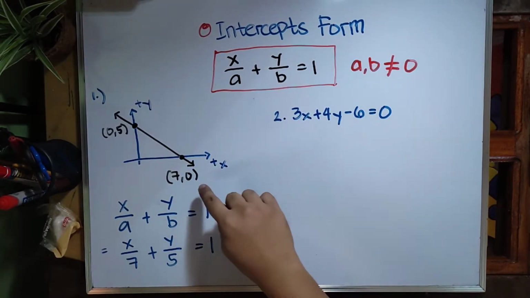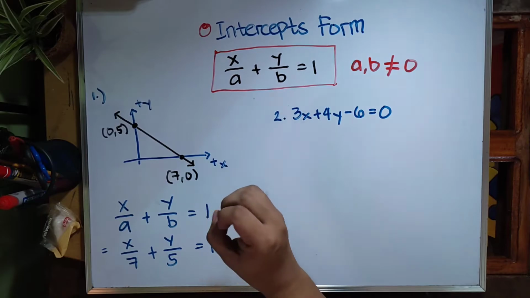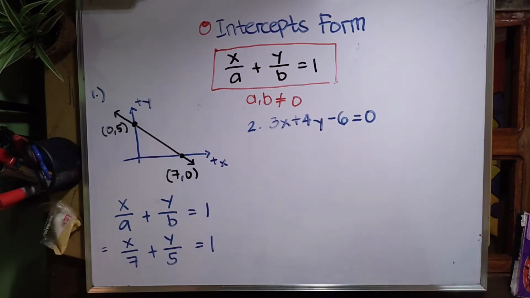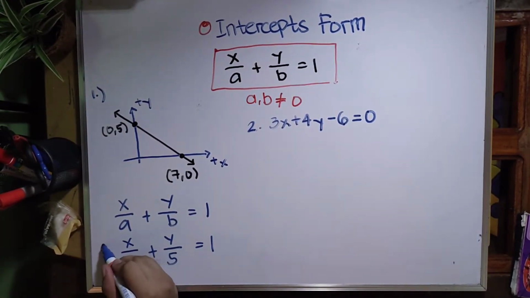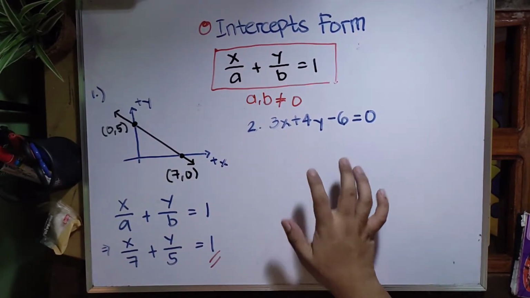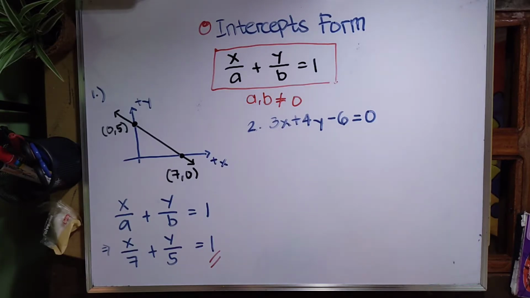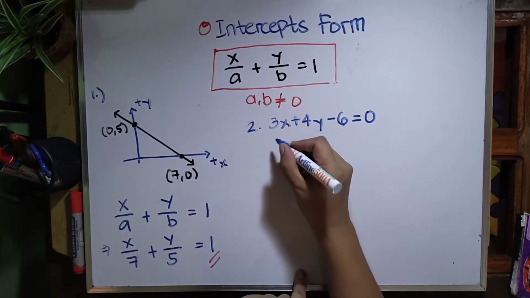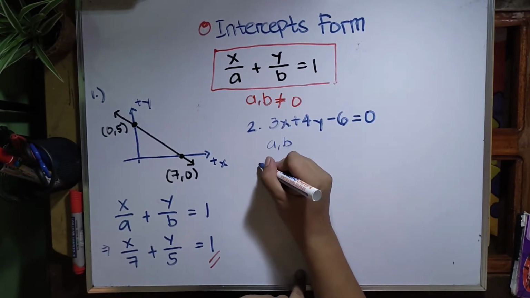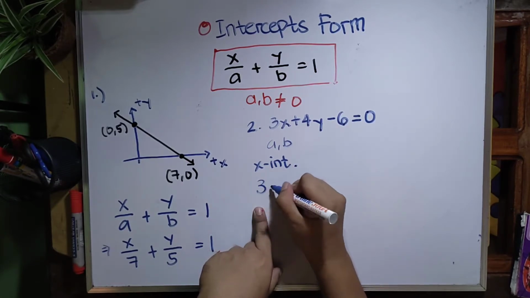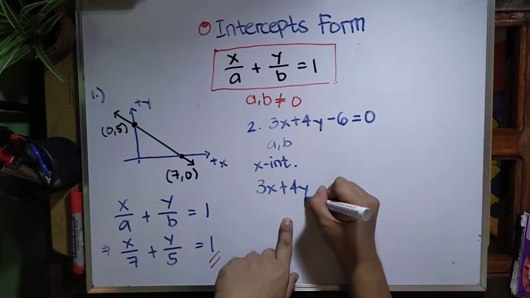Take note, when you say x-intercept, automatically y is 0. And when you say y-intercept, the x is 0. Now, how about number 2? This is an answer for number 1. In number 2, we are given a general equation where the x and y intercepts are not given. So what we are going to do is solve for the x and y intercept, or the a and b. For solving the x-intercept, all we have to do is equate y into 0.